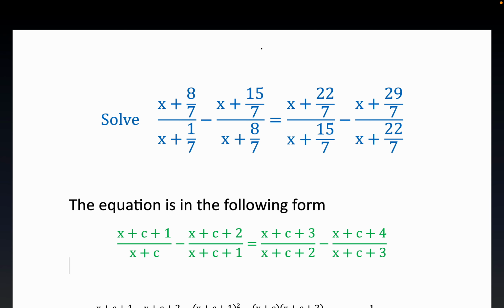We have a rational equation. We're looking for a real valued solution, although it probably works for complex numbers also. Now it looks like a mess, but there's a relationship with these rational constants here.